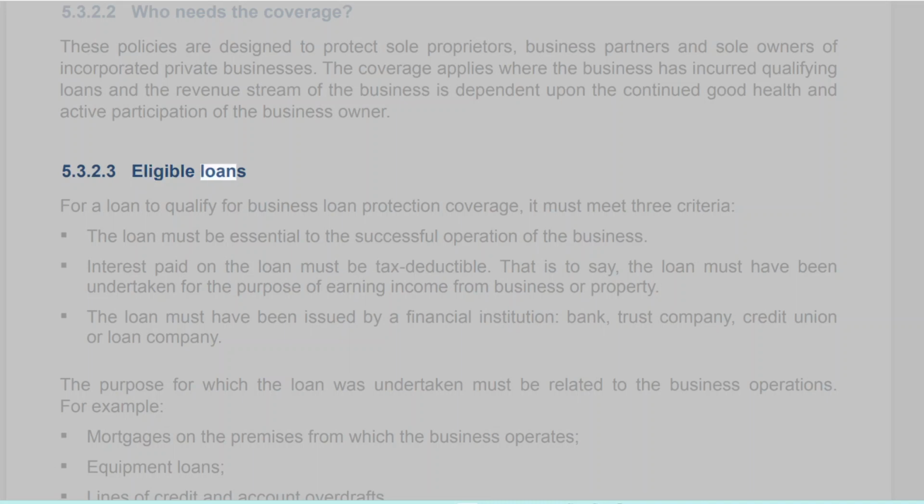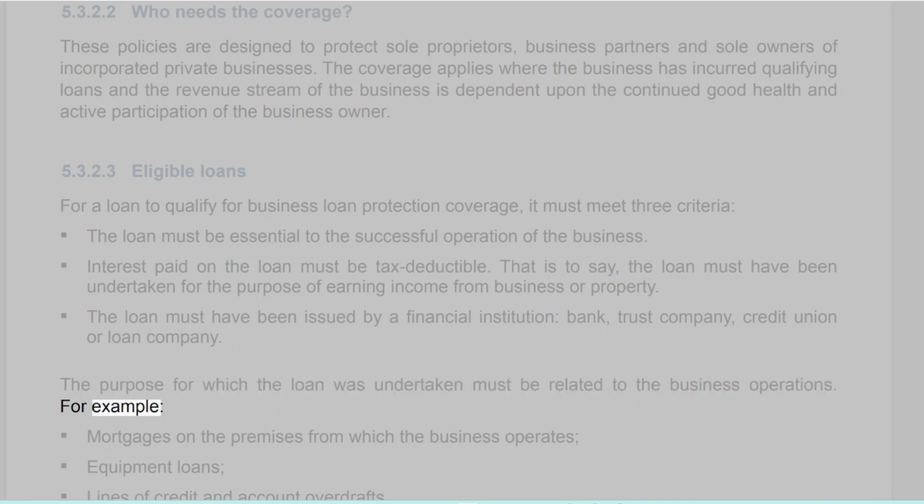5.3.2.3 Eligible loans. For a loan to qualify for business loan protection coverage, it must meet 3 criteria. The loan must be essential to the successful operation of the business. Interest paid on the loan must be tax deductible. That is to say, the loan must have been undertaken for the purpose of earning income from business or property. The loan must have been issued by a financial institution, bank, trust company, credit union, or loan company. The purpose for which the loan was undertaken must be related to the business operations.